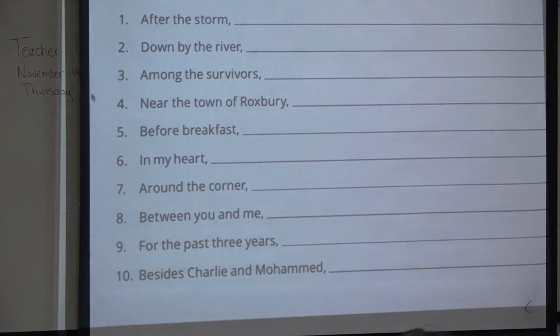Near the town. Just a second. Roxbury. Excuse me. Near the town of Roxbury, there is a big river flowing north to south. Very good. Before breakfast, my boss called me and asked me to reach office a bit early.